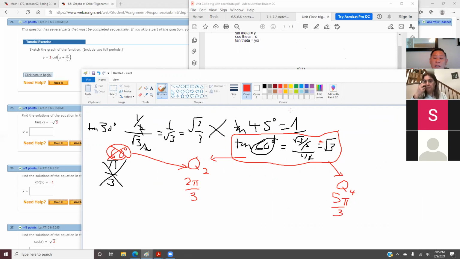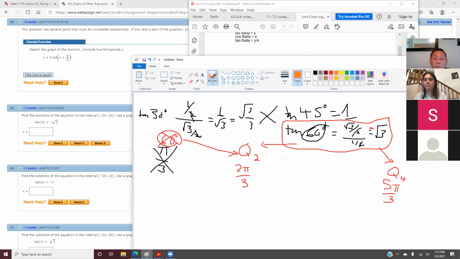But this question is asking us between negative 2 pi to 2 pi. What you gave me is from 0 to 2 pi. This answer is from 0 to 2 pi. Okay, so now we need to figure out the negative ones.